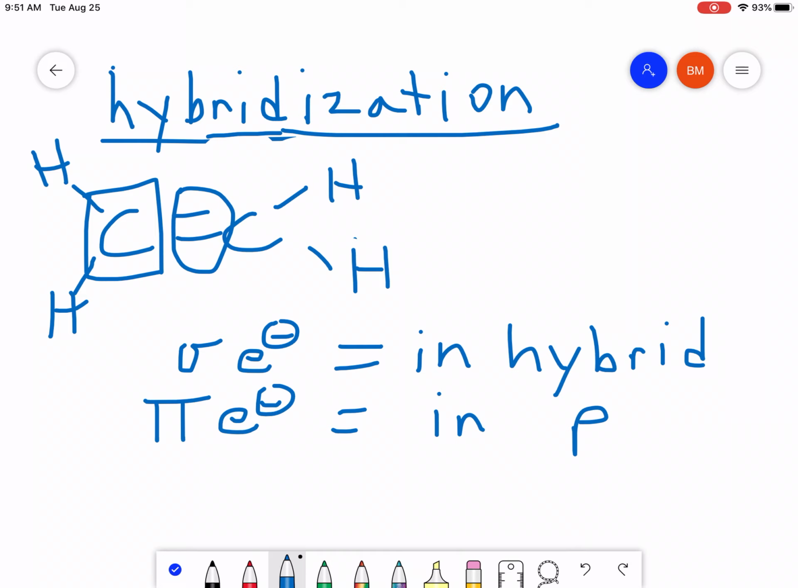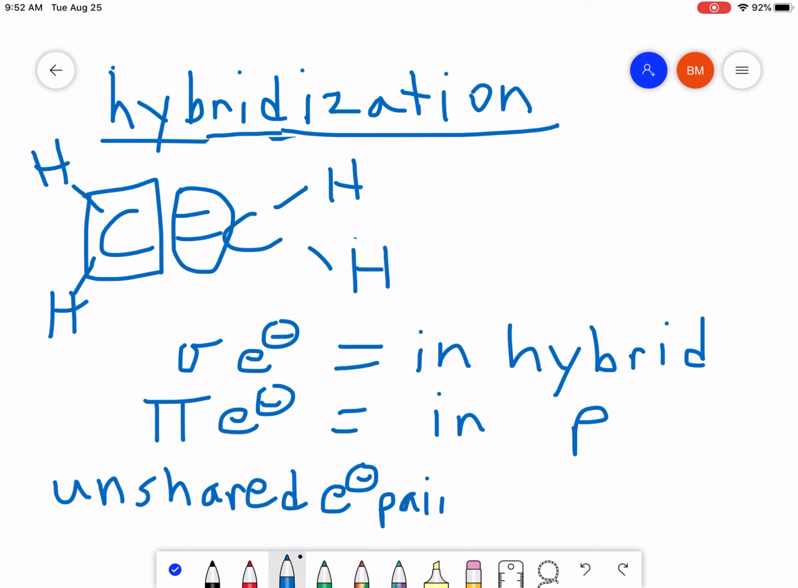Just strictly p orbitals, not as part of a hybrid. All right, this is going to be our first example where we see something like that. And while I'm talking about it, might as well mention unshared pairs. Unshared pairs, they aren't picky. They can go in either one, just depending on what's available at the time. All right. Remember these guidelines, though.